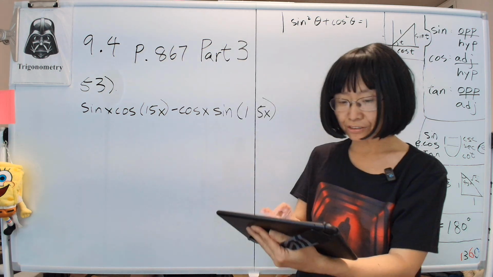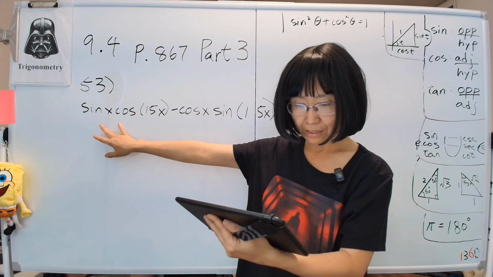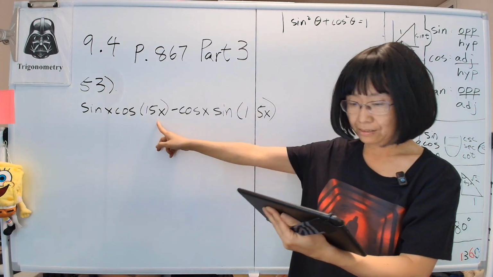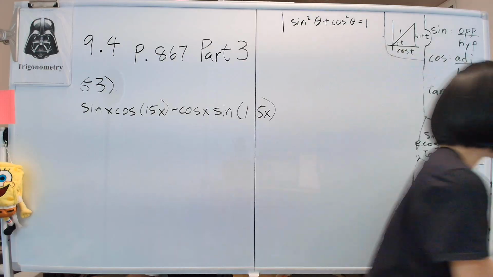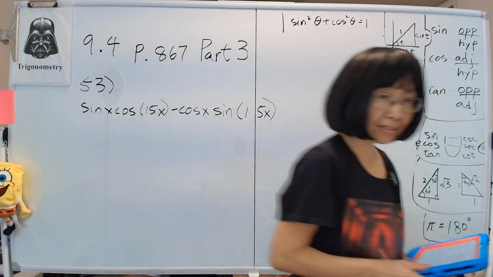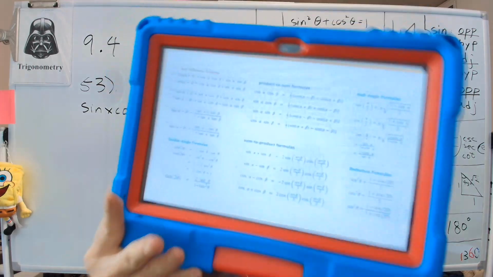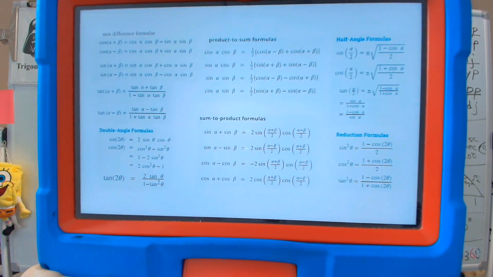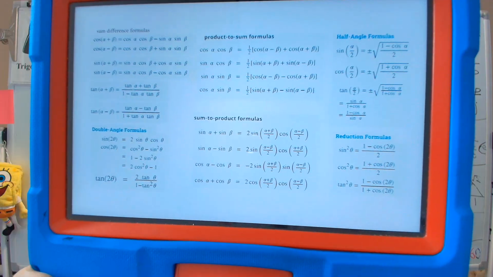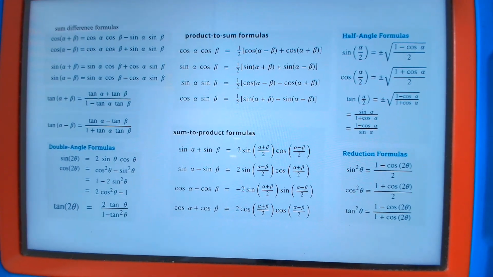So next, let's do problem 53, which is sine x cosine 15x minus cosine x sine 15x. Now that sounds familiar. So let's look at our formula chart. Let me show you the formula stuff. I took screenshots of all the formulas in the book and packed it all into one page like this, so that I can look it up easier.